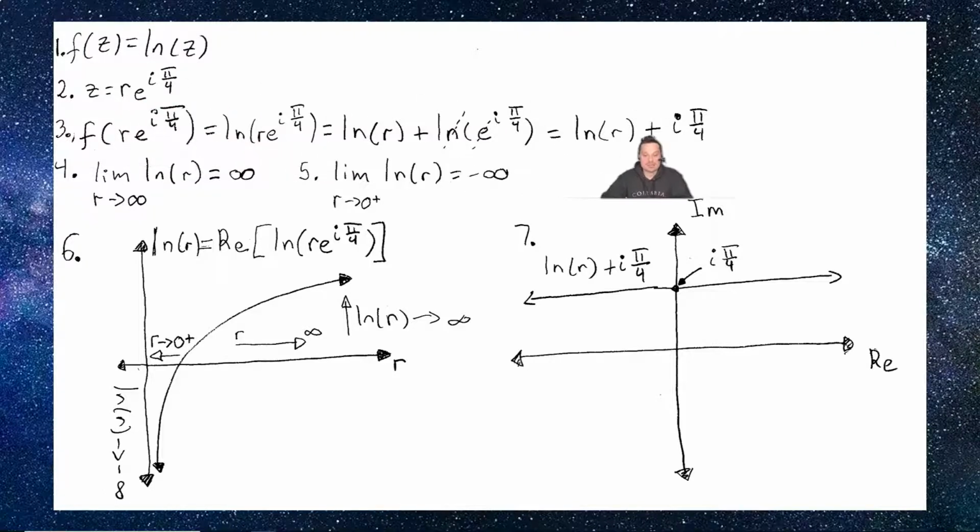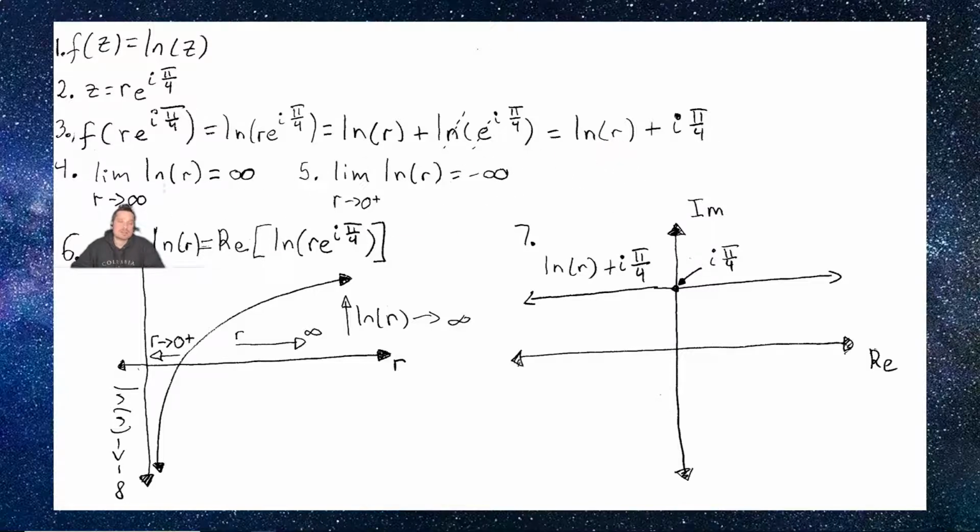Now take a look at this result. First of all, the ln of r plays the role of the real part of the output, and the i times pi over 4 is a fixed quantity; the pi over 4 is like the imaginary part. But notice that the real part is a function. So what does that actually tell us? How do we understand things a bit better? Let's just treat ln of r as a regular old function.